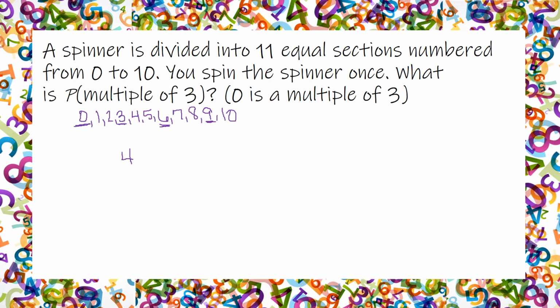So 4 of those are multiples of 3. And we have 11 sections. So I've got a 4 out of 11 chance. So 4 of those are multiples of 3 out of 11 total sections that the spinner could land on would be my probability of getting a multiple of 3. So 4 out of 11.